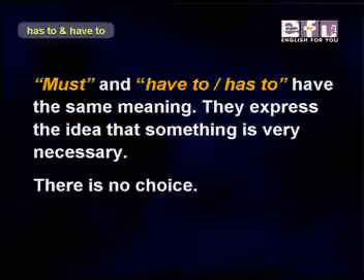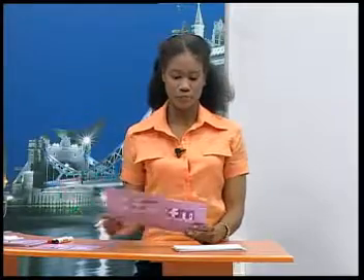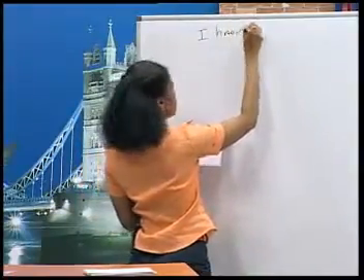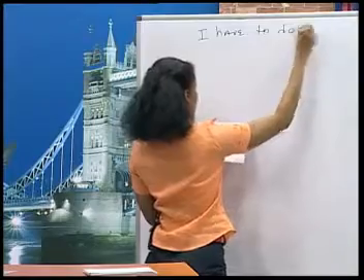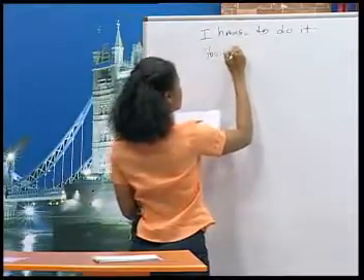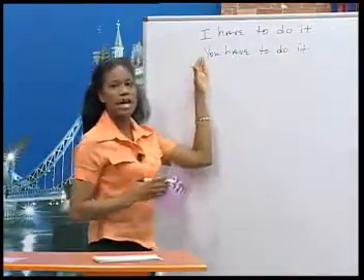There is no choice. You saw that we use the form must for all, for everyone, for you, I, he, she, it, we, and they. However, have to and has to change, like the simple present, as we know. So we need to say, I have to do it. You have to do it.